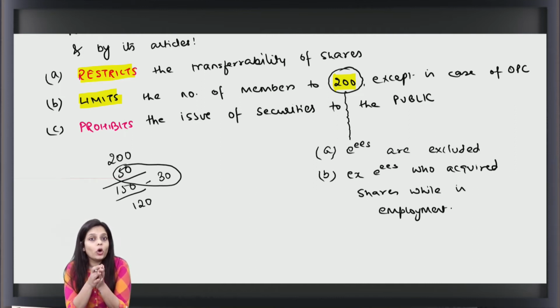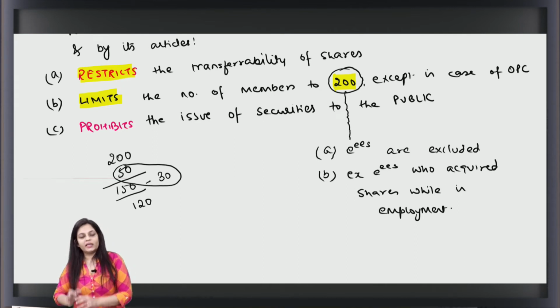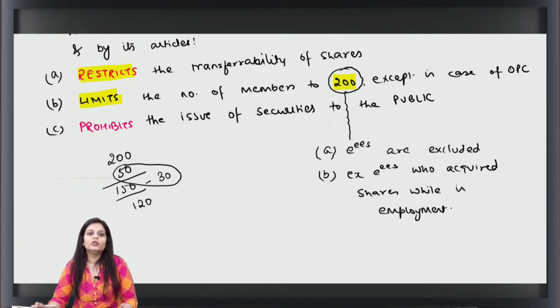You were my employee, you acquired my shares, now you have quit my job but you still hold my shares. Only then you are excluded. When you were my employee you took my shares, and now you have left my job but still hold my shares, then we will not count you. I guess it is clear to everyone.